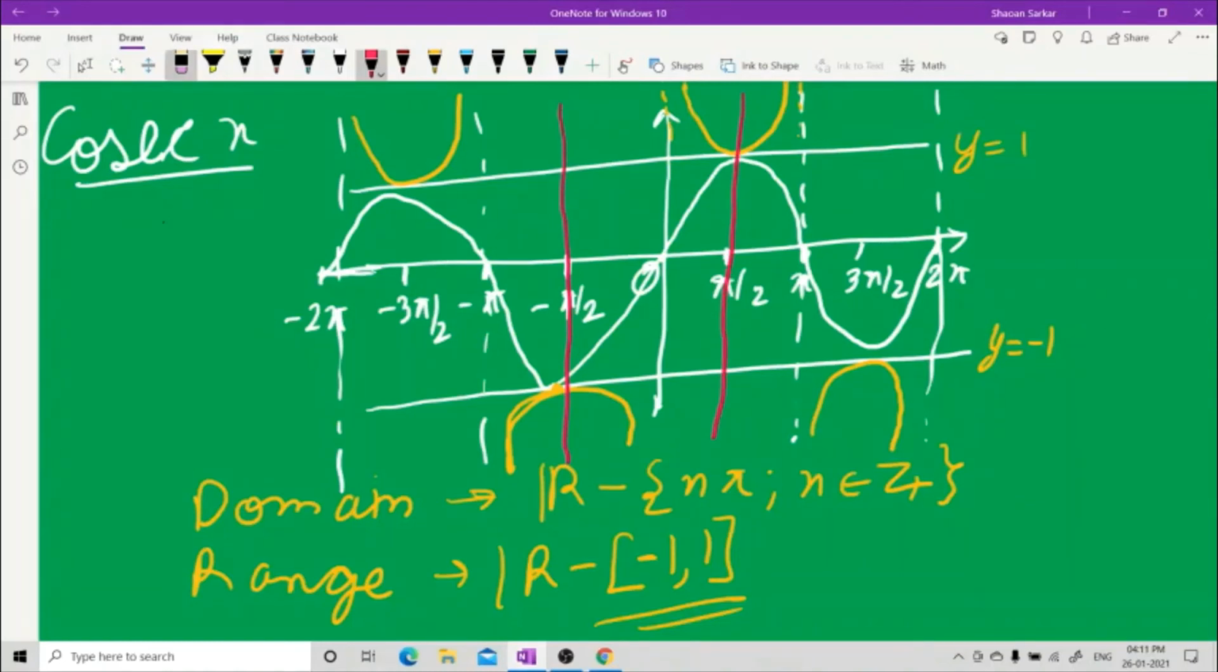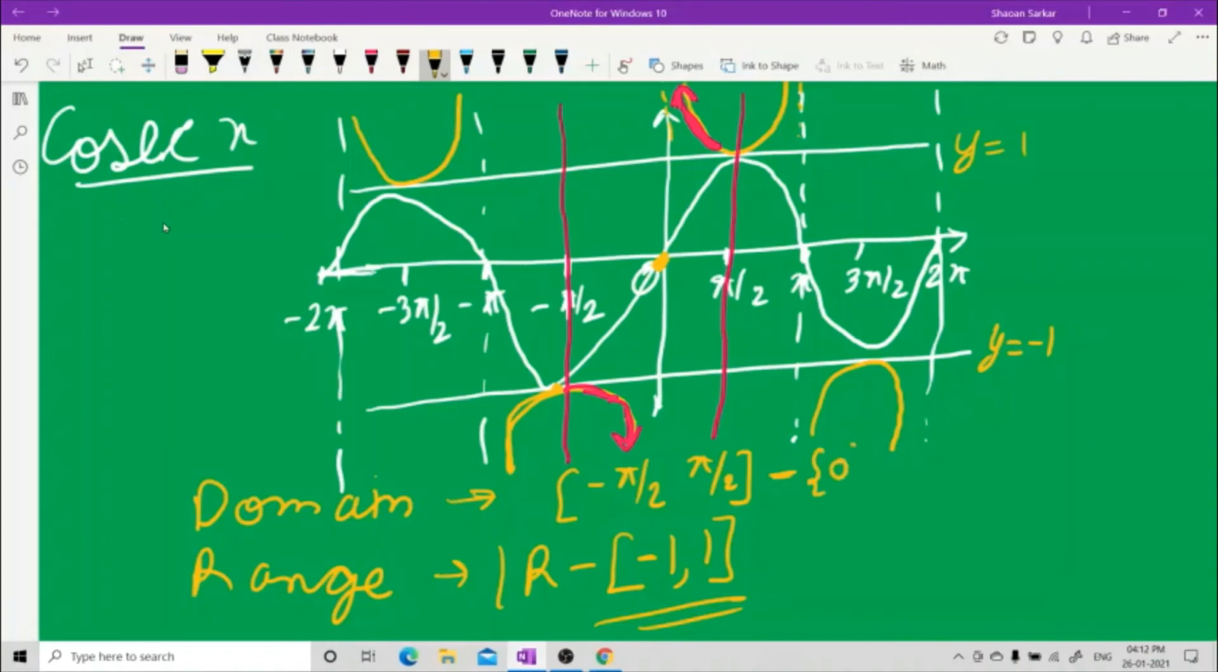Now my domain would be not this, but from minus pi by 2 to pi by 2. I will include minus pi by 2, I will include plus pi by 2, from which I will remove this 0, because here the function is going to infinity. You can see here the function is going to infinity, this part and this part. That means I will remove the point 0.